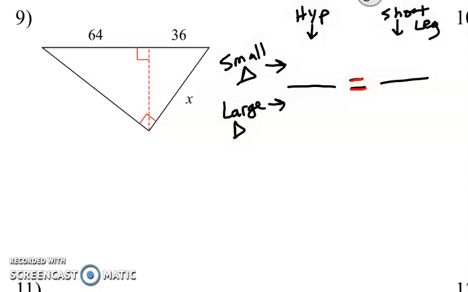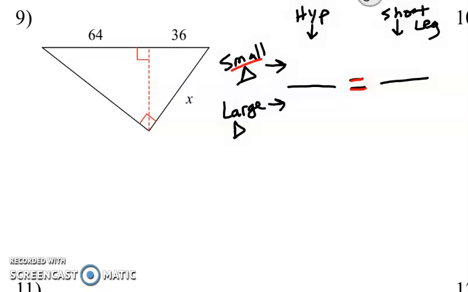Again, you could have switched around the small and large triangle. You could have switched around the hypotenuse and the short leg. You could have put the triangles on the top and the hypotenuse and short legs on the side. It doesn't really matter as long as you keep it consistent. So now it's just a matter of working through here and identifying what those lengths are.